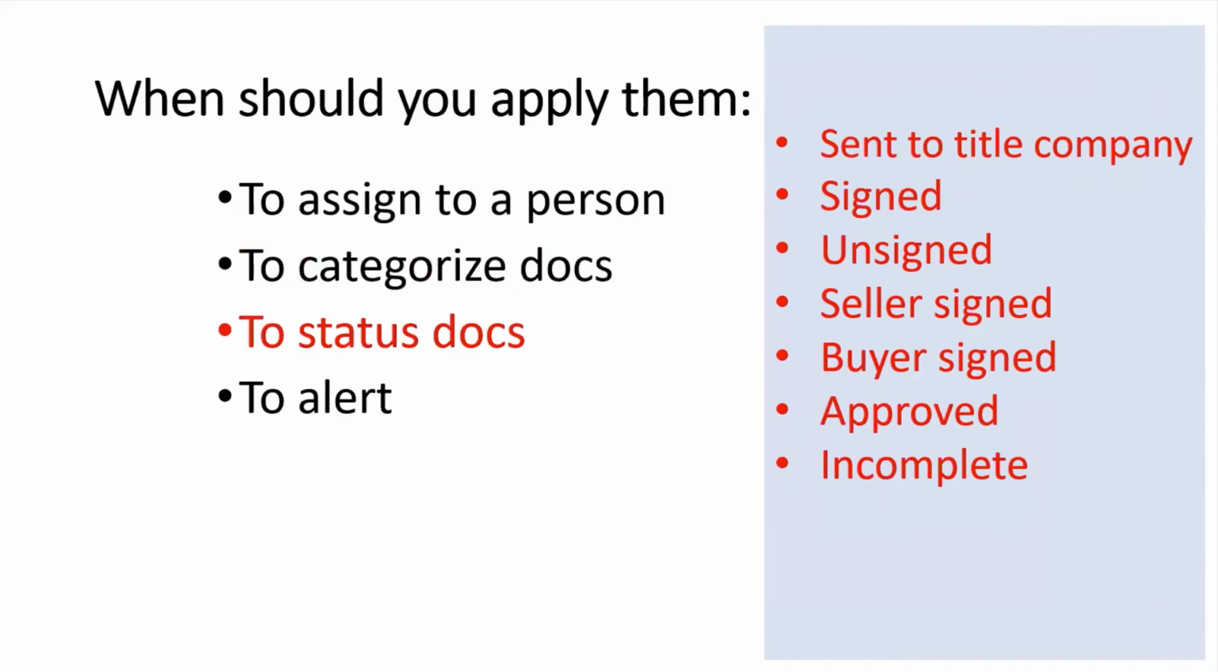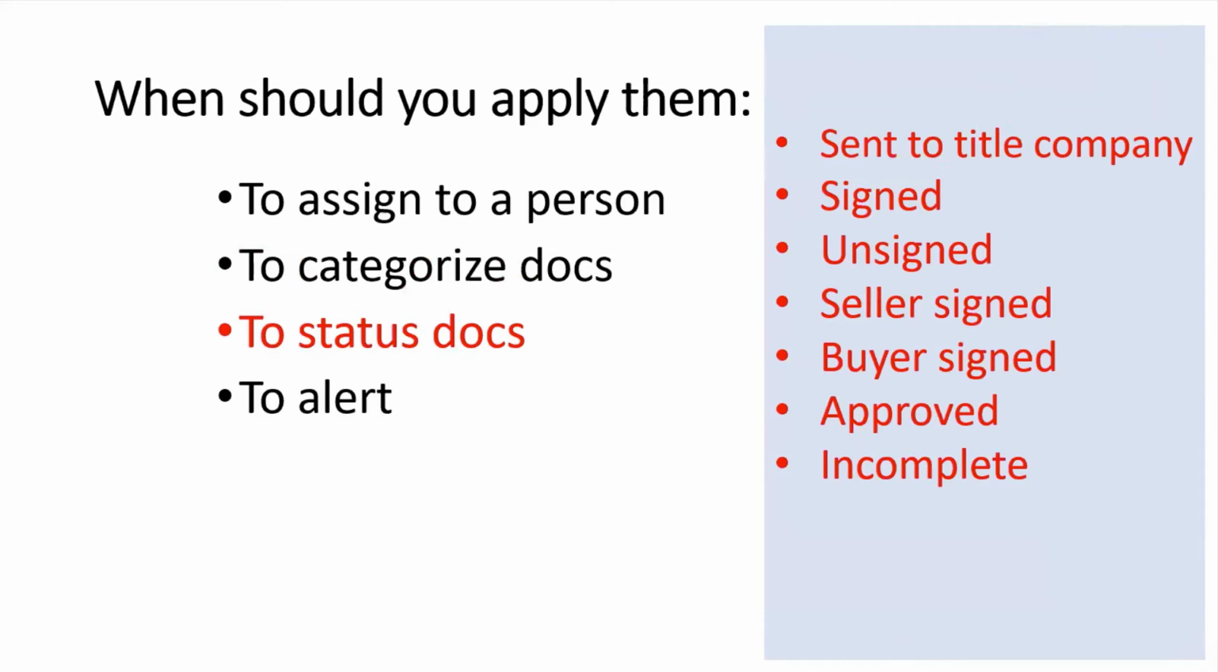Another method is to status the docs. So sent to title company, signed, unsigned, seller signed, buyer signed. That gets a little more specific, but again, some common ones that we see that are actually perfectly fine. It's not too specific, and it's broad enough to be able to, at a glance, see what's going on. Approved, incomplete, etc. Again, whatever your current terminology is that works for you and helps.